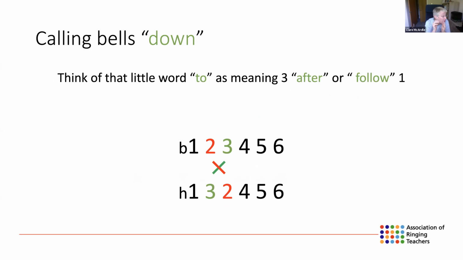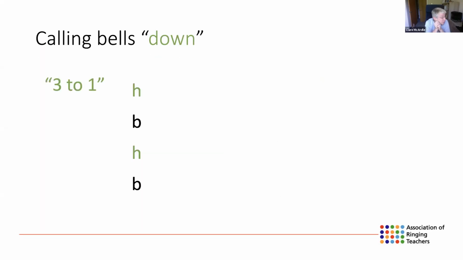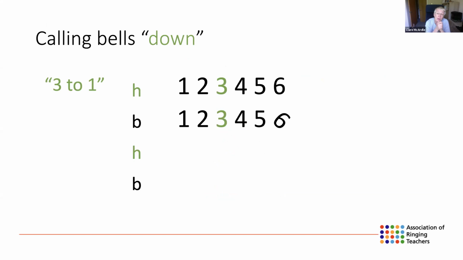So again, think of that little word "to" as meaning 3 after or follow 1. 3 to 1. 3 moves down one place towards the front to allow 3 to ring after 1. And the call's made at hand stroke again. So if it's made at hand stroke, the call's made here, 3 to 1. And the change happens here at the next hand stroke.